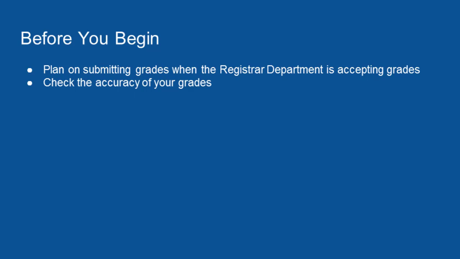Second, before you submit grades through ILP, check the accuracy of the grades. Accuracy is vital because you can't change a submitted final grade through Blackboard directly. If you submit an incorrect final grade, we'll need to contact the registrar department and complete a change of grade form for each student impacted.